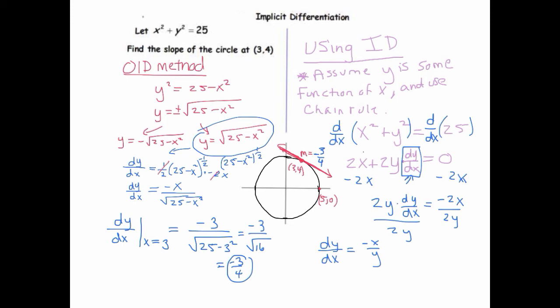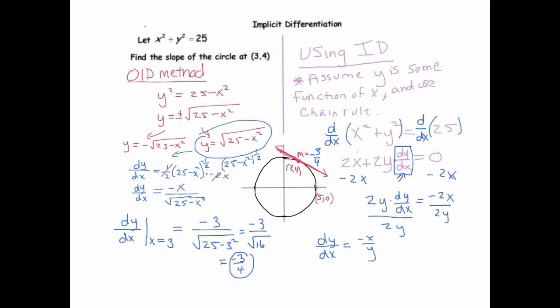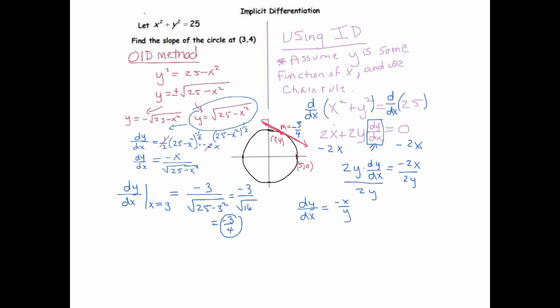Now, there's an advantage to what we just found. We just found another expression for the derivative, and it's in terms of the x and y coordinate of any point on this circle. Which means that if I want the slope at the point 3, 4, I'm just going to plug in 3 for x and 4 for y, and we get the exact same answer. So the advantage, again, of doing implicit differentiation is we don't have to solve for y. We just need to use the chain rule and then solve for that derivative.